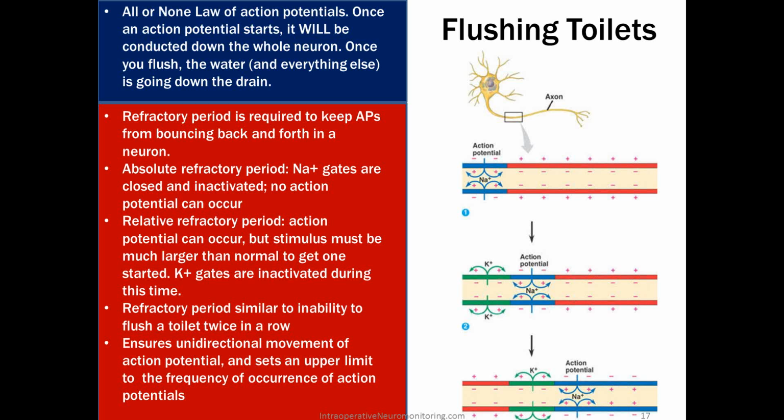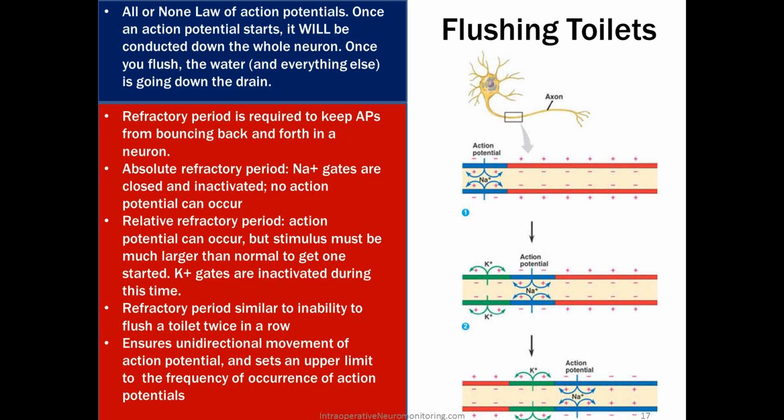So this action potential, for me, it's easiest to think about it when you compare it to flushing a toilet. Action potentials abide by the all or none law. Once an action potential starts, it will conduct down the whole neuron once you flush. So if it happens, it's going to happen down that whole neuron. Just like when you pull on the handle on the toilet and you flush it, it's going to swirl all the water down. It's going to suck it all down the drain.